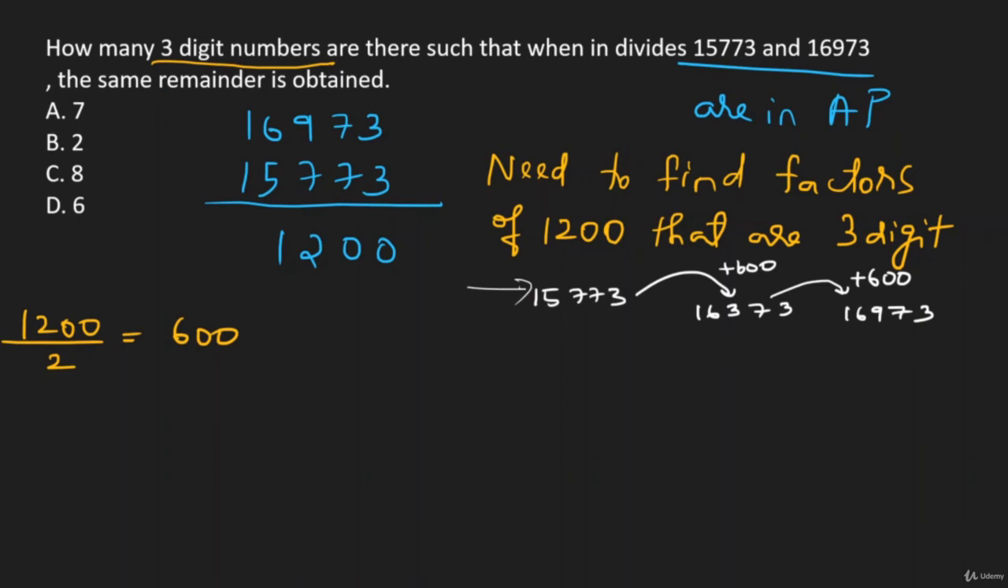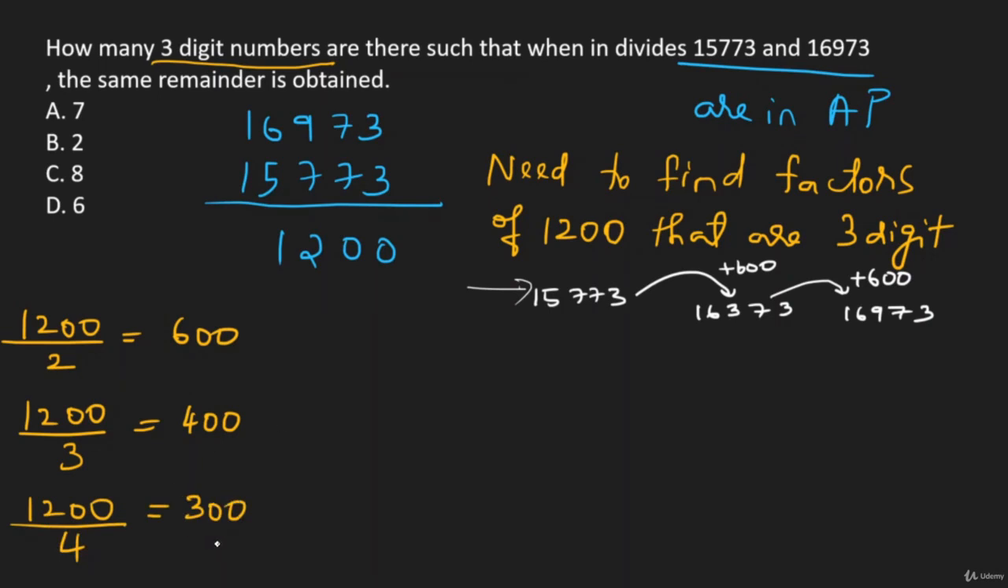Similarly, are there other 3-digit factors of 1200? Yes, I can divide 1200 by 3 also, right? 1200 by 3 gives me 400. And remember, to check whether this is divisible by 3, I need to take the digit sum. 1 plus 2 is 3. 3 is divisible by 3. Therefore, 1200 is also divisible by 3. Now, is 1200 divisible by 4? Yes, because the last two digits are 0, 0. Therefore, 1200 is divisible by 4. And I get over here 300.